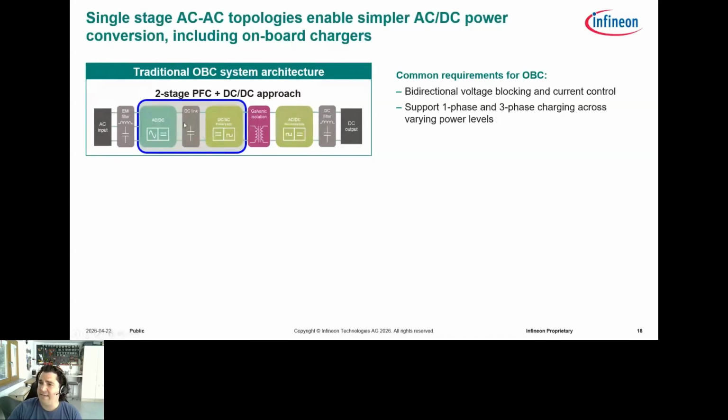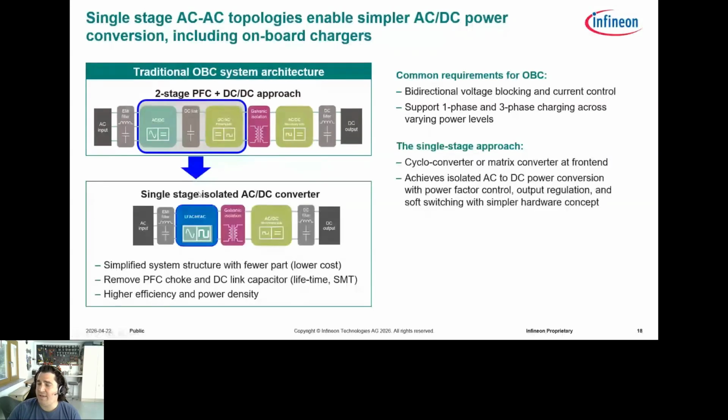But the issue here is that we've got AC on the left side of this box and AC on the right side of this box. Here you have 50 hertz. Here you have, let's say, 200 kilohertz. Now is where we can look at not really a new topology, but a very old topology, the matrix converter or the cyclo converter. Cyclo for single phase, matrix for three phase.